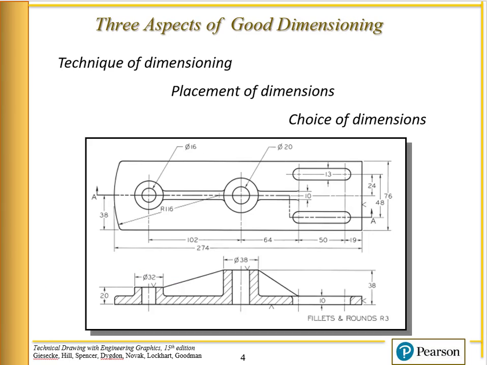Okay, there are 3 aspects of good dimensioning. Techniques of dimensioning: how to put the lines on the paper, and then the placement of dimensions is very important for the readability of the drawing, and finally the choice of the dimensions. These are 3 things we need to pay attention to.